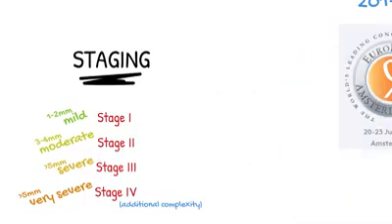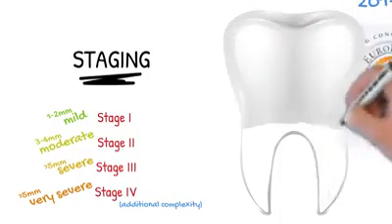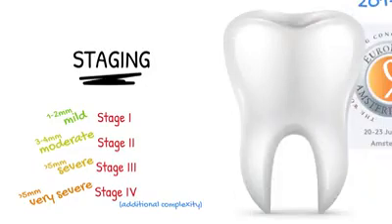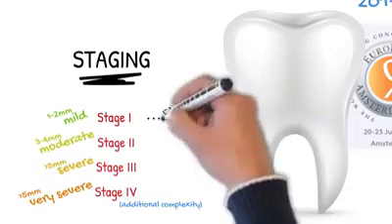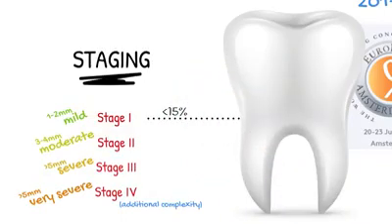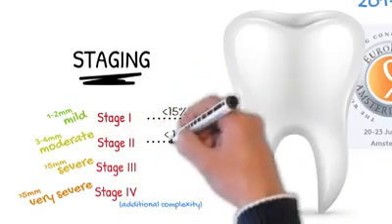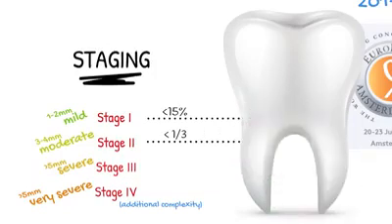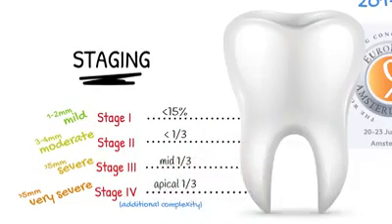The BSP recommends that the staging can now be done based on radiographic bone loss rather than attachment loss for clinical ease. Stage 1 represents less than 15% bone loss. Stage 2, bone loss limited to the coronal third of the root. Stage 3, bone loss reaching the mid-third of the root. And Stage 4, with bone loss reaching the apical third of the root.